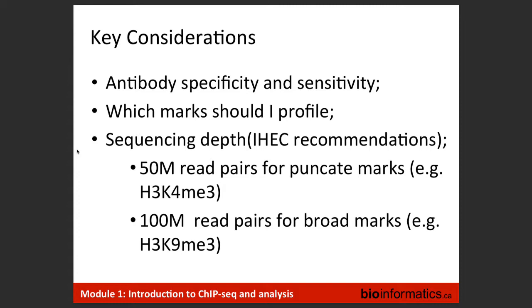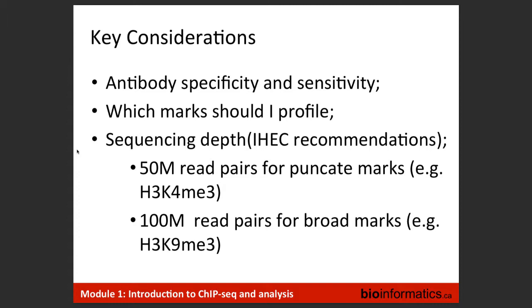And then a question I get all the time, and I'm sure you guys have heard as well, is how much should I sequence? How deeply should I sequence? And again, that depends on the mark that you're using. What I'm showing you here are recommendations that have come out of the Assay Standards Working Group of the International Human Epigenome Consortium, which suggests 50 million read pairs, which is 25 million fragments, right? Remember, when we sequence what we immunoprecipitate, we can sequence from either end. Those are read pairs. We're sequencing one fragment. So 50 million reads, 25 million fragments.